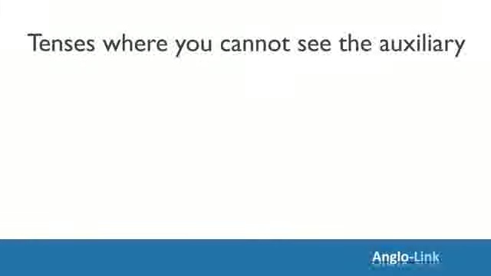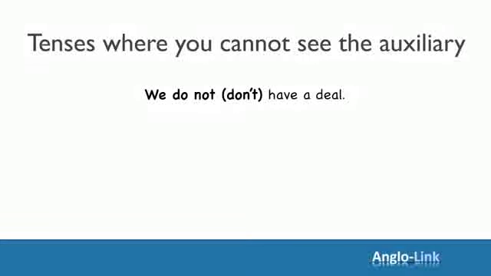Right then, let's look at tenses where you cannot see the auxiliary. As you know, they are the present simple and past simple tenses. The auxiliaries are do, does for the present simple and did for the past. Let's look at the first example. We have a deal. It's the present simple, have is the main verb, and we need the auxiliary don't. We don't have a deal.